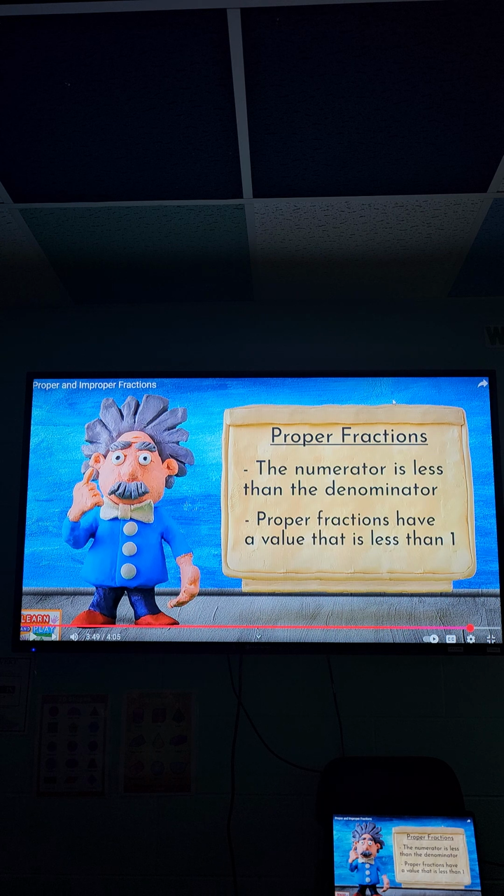So proper fractions: numerator is less than denominator. And they have a value that is less than 1.